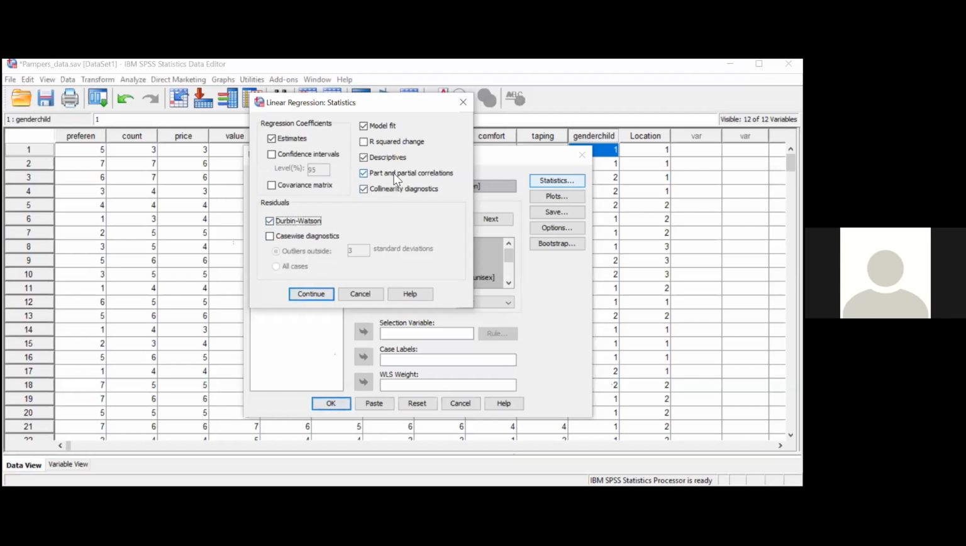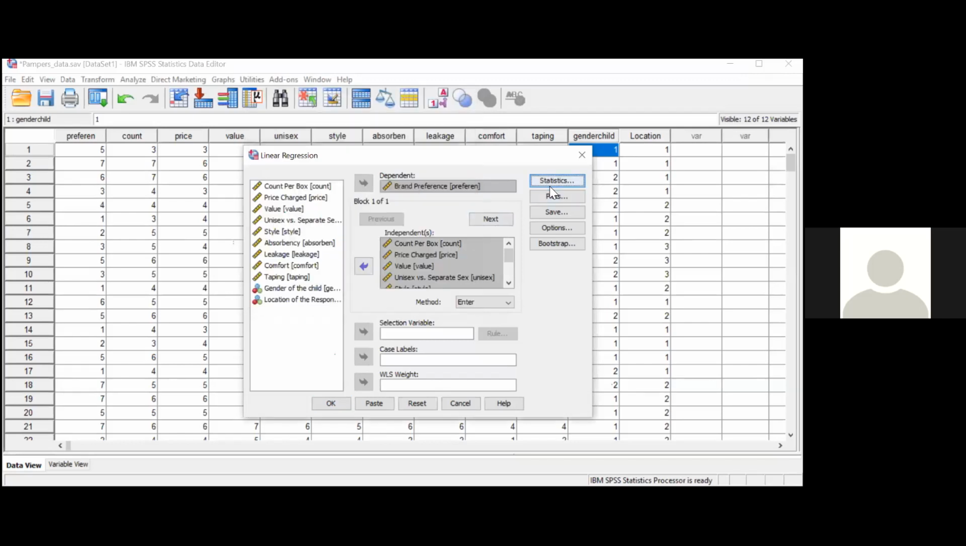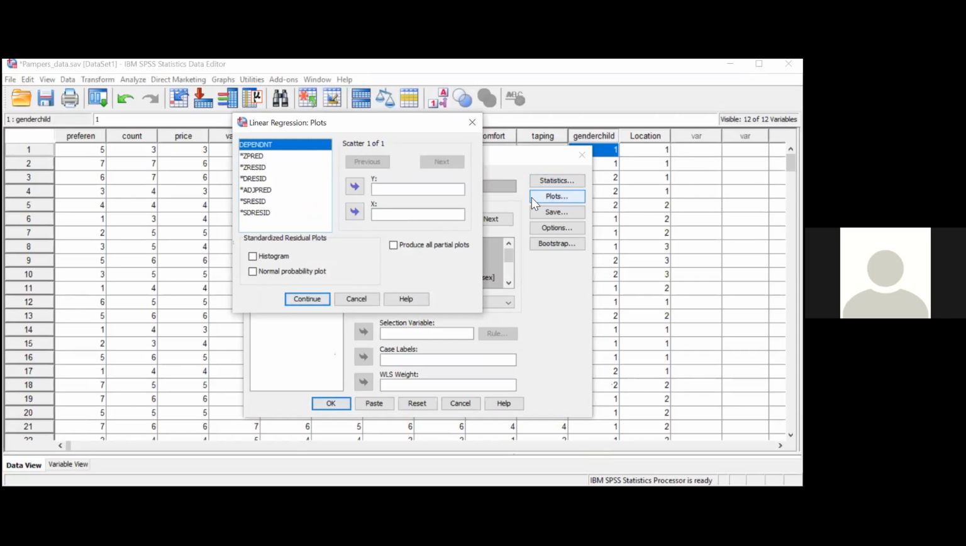Here we have also introduced part and partial correlation that will be used to check a particular assumption. Collinearity is also used to check a particular assumption. Durbin-Watson is used to check some other assumption. So these are entered in the statistics part. Next is the plot. In plot, some plotting will be done to check some other assumption. Here we use Z residual in the Y and Z predicted in the X. So Z residual has been entered in the Y axis and Z predicted in the X axis.